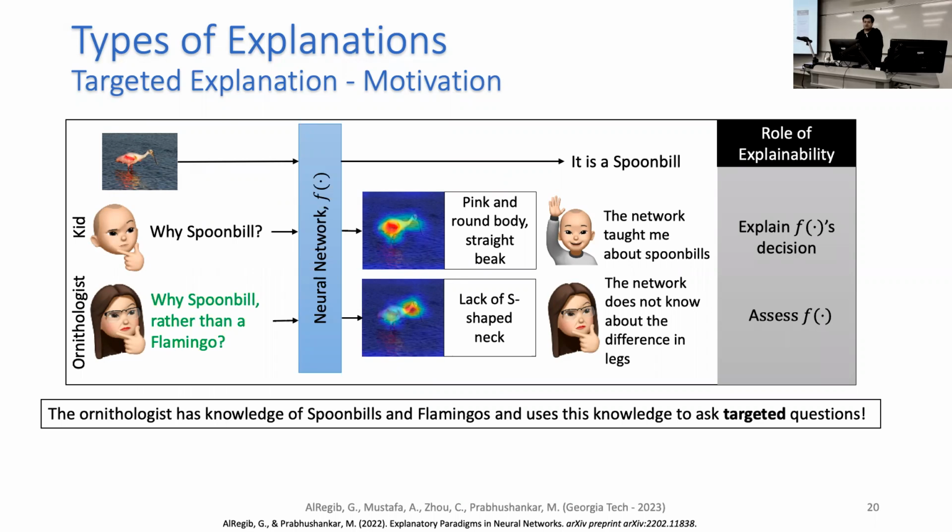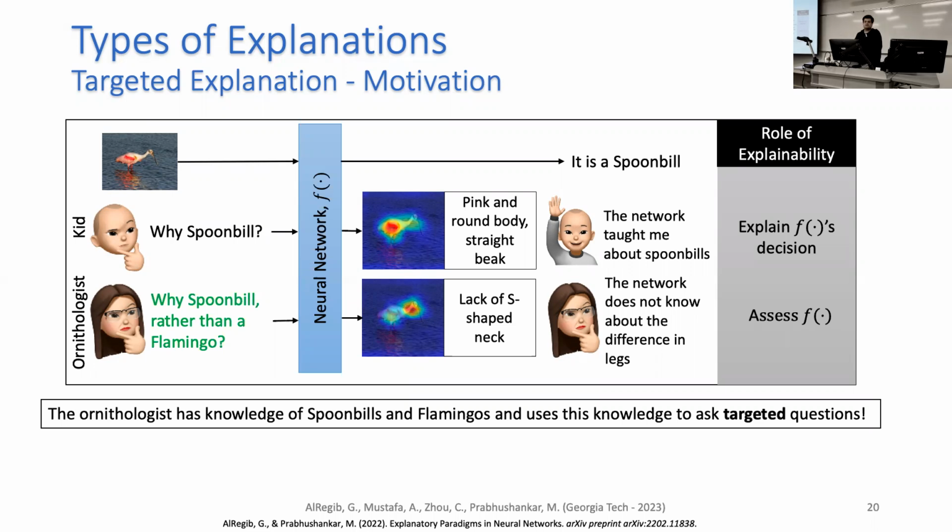But then let's take an ornithologist. So this person knows everything there is to know about a spoonbill. So this person is now asking the network, why spoonbill rather than flamingo? Now, these two birds are very related to each other. They're very similar to each other. So the network now has to answer this. It needs to say that the shape of the neck is what differentiates a spoonbill from a flamingo. Flamingo has this kind of an S-shaped neck. Hopefully you've seen it, so you should be able to picture what that is.